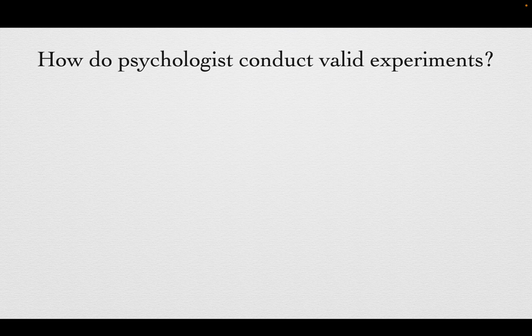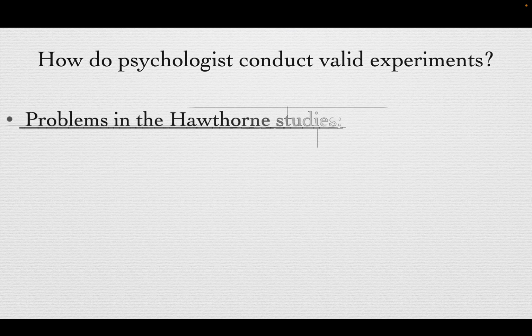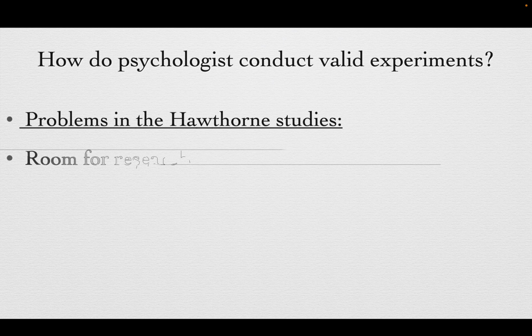Okay, so we're gonna look at that. So, how do psychologists conduct valid experiments? Well, we do the opposite of the Hawthorne effect. Some of the problems in the Hawthorne effect, and this is why we don't do this, is A, there was room for researchers' self-serving bias.